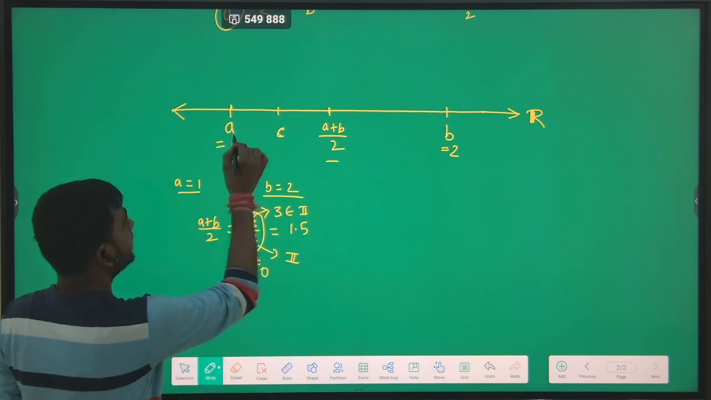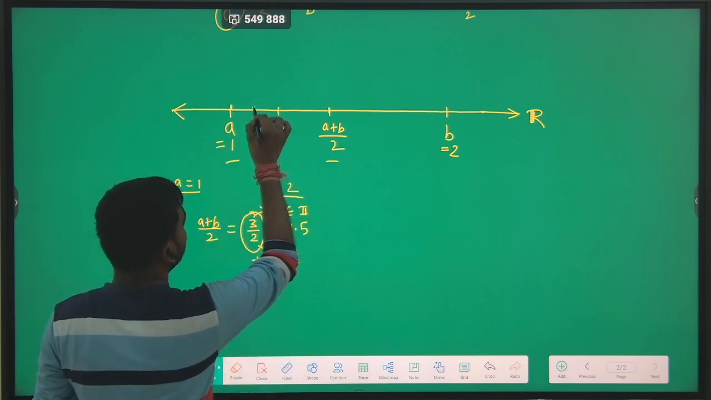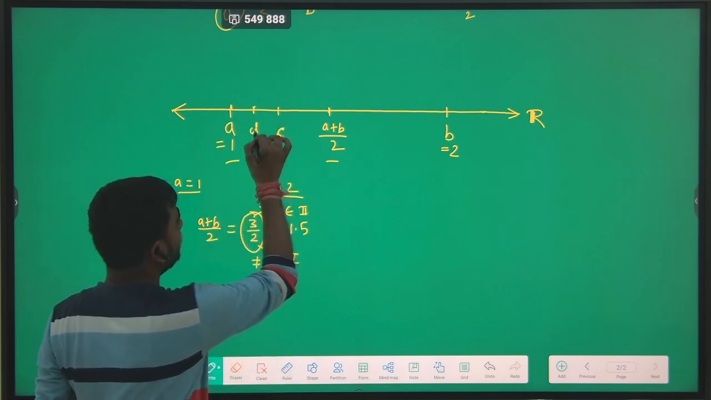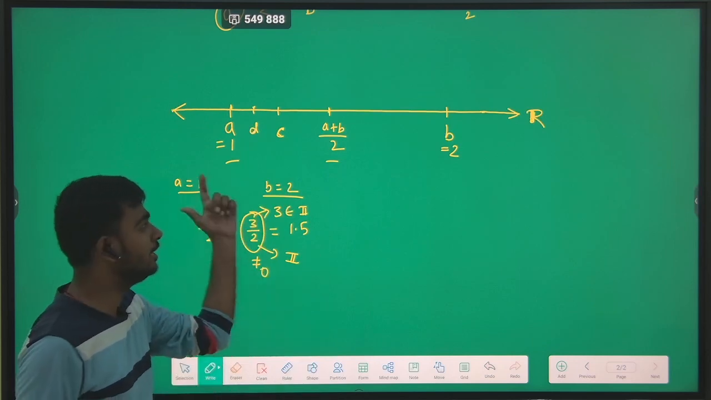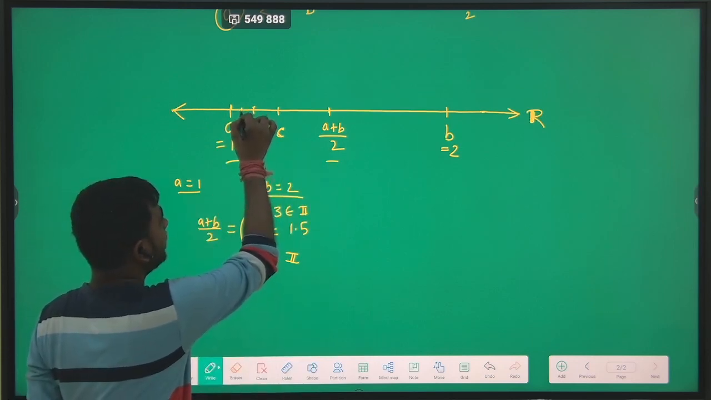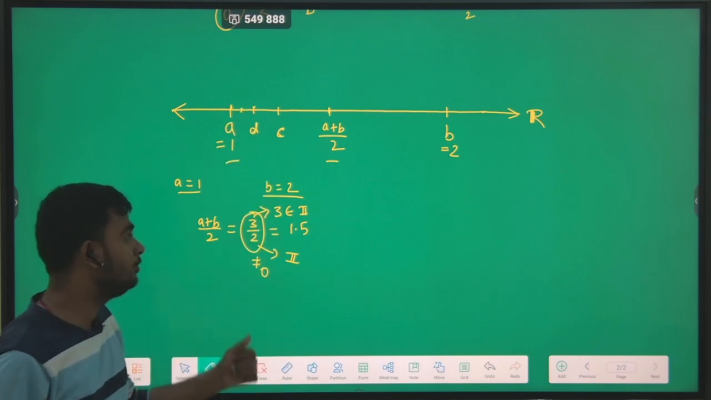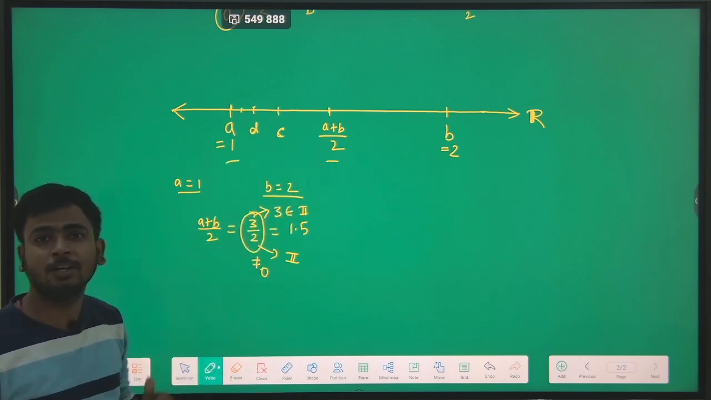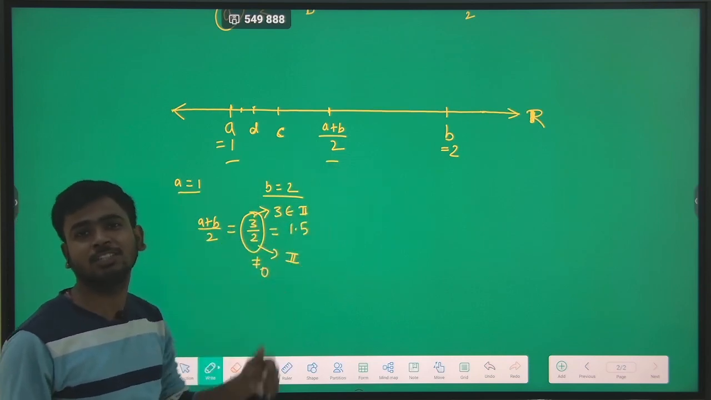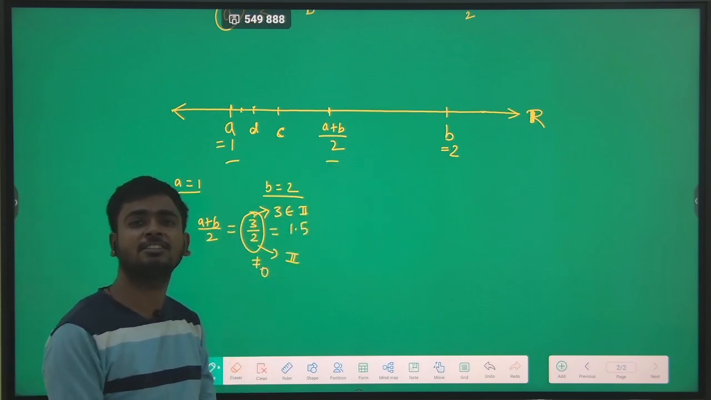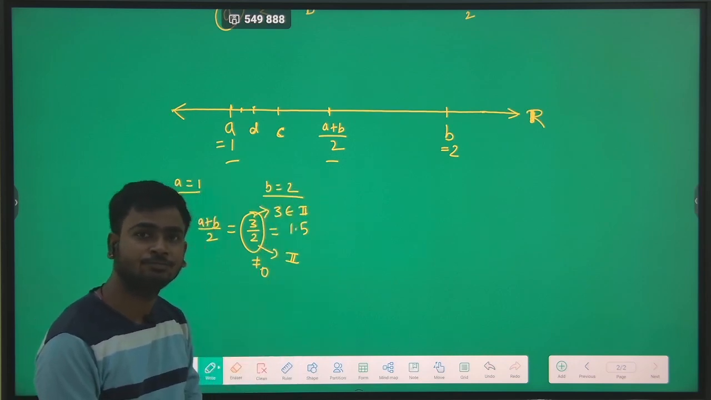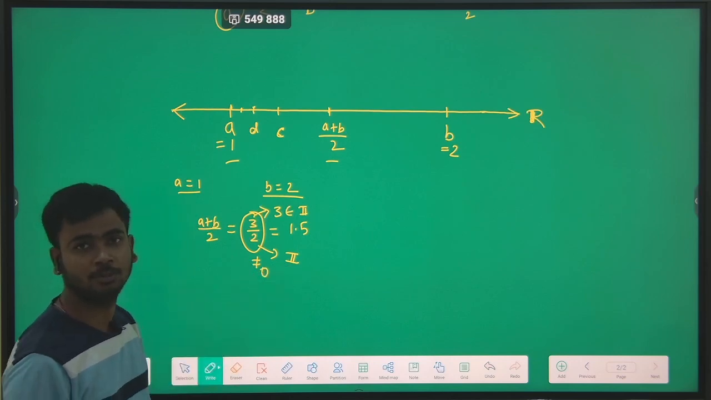Also, if we insert one more rational number between A and C, then we can say that we have inserted three rational numbers between A and B. Similarly, between A and D, if we insert one more rational number, we will get one more rational number between A and B. Continuing this process, we will get infinite rational numbers between any two rational numbers. Is it okay? So this is the basic concept.